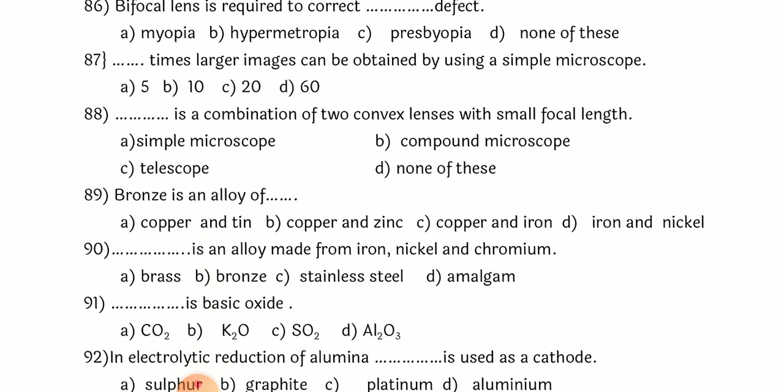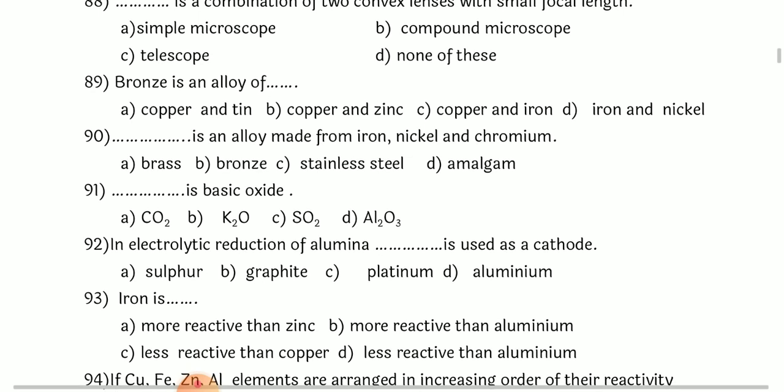88. Dash is a combination of two convex lenses with small focal length. Combination of two convex lenses is also the telescope, but here small focal length, so we will choose option B, that is compound microscope. Bronze is an alloy of, that is A, copper and tin. Dash is an alloy made from iron, nickel and chromium, that is stainless steel. Dash is basic oxide.